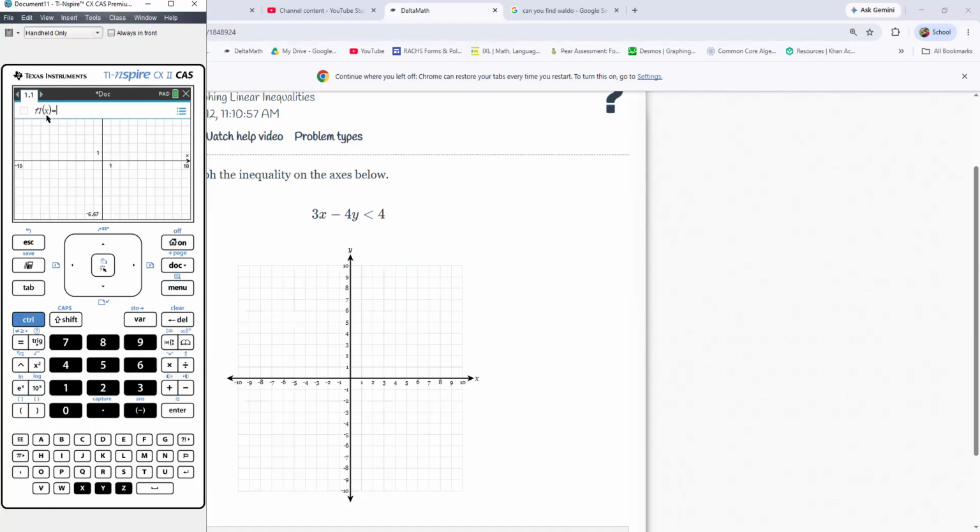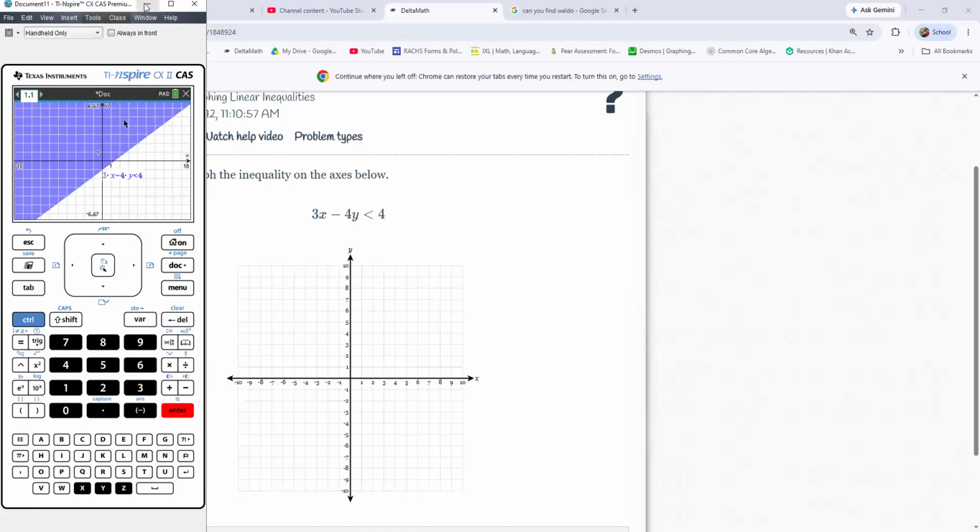Now, you never graph them as functions. They're always graphed as relations, so you just put it in a relation mode, and then you simply type in the inequality. 4y is less than 4. Press enter. Now, that's what you're going to put on this graph. Now, all you need are 2 points. Once you get 2 points, you're good to go.